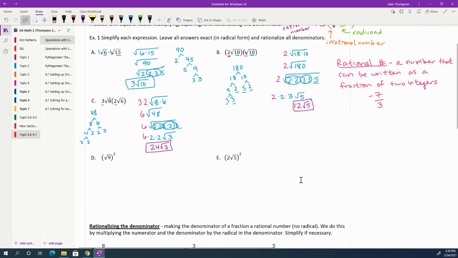D and E may catch your eye. I've got something squared here. Before we get nervous about seeing something to an exponent, remember that raising something to an exponent is the same as multiplication. This question here, the square root of 9 squared, just means the square root of 9 times the square root of 9. And I suggest you just rewrite it just like that.